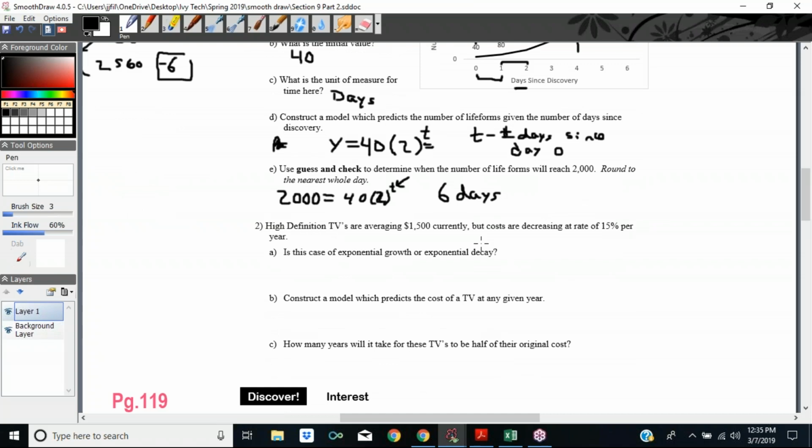Let's look at the other question on that page, on the bottom of page 113. It says high definition TVs are averaging $1,500 currently, but costs are decreasing at a rate of 15% per year. And then I want you to take a few minutes. I'm going to give you, let's say, 3 minutes and answer these 3 questions, okay? Now don't put your answers in the chat box, just put a hand raise when you've got those 3 questions answered.